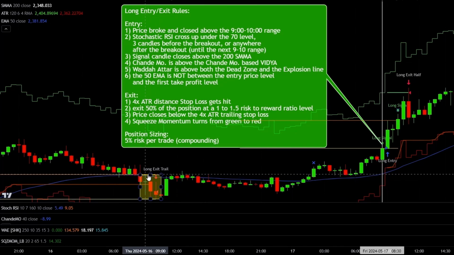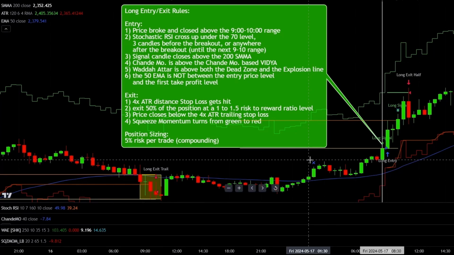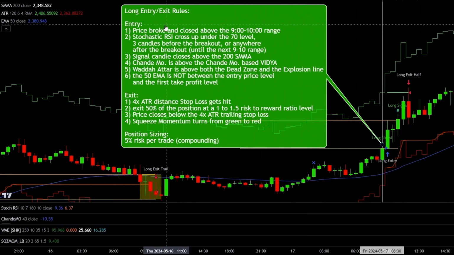Once we get the breakout, we can move on to the second rule. Keep in mind that a valid breakout is when a candle breaks and closes above this range. And the breakout happened right on this candle. You can see a blue cross above the candle. That's only because our script prints X signals when the breakout occurs. So as the breakout occurred, we can move on to the second rule.